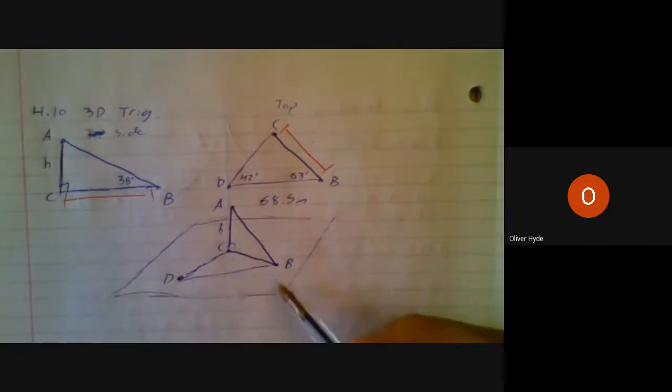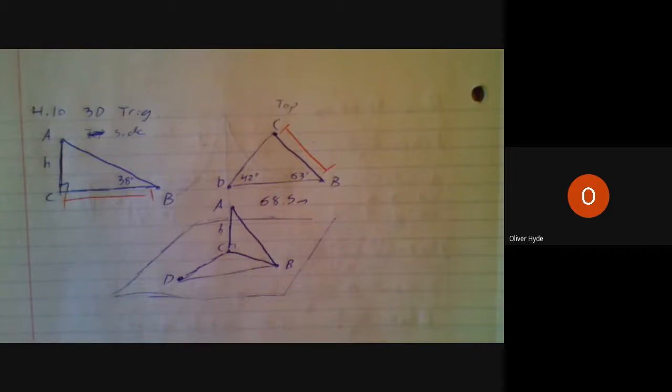Okay. Important facts include the idea that we do not want to use the triangle ADB here. The triangle ADB is a diagonal triangle. It's on a diagonal surface, a diagonal plane. CDB is in a horizontal plane. ACB is in a vertical plane or surface.